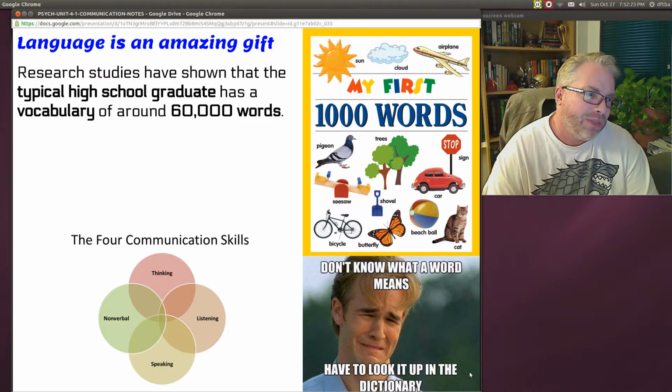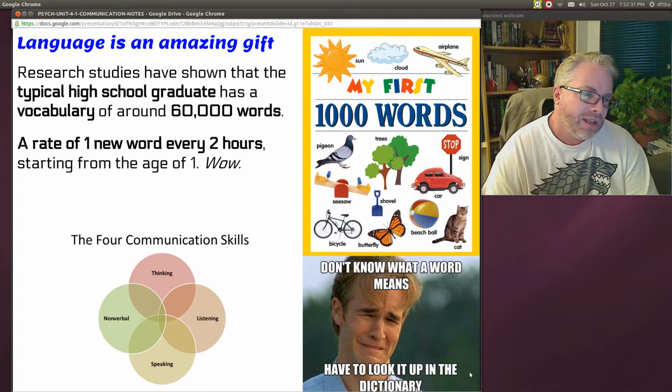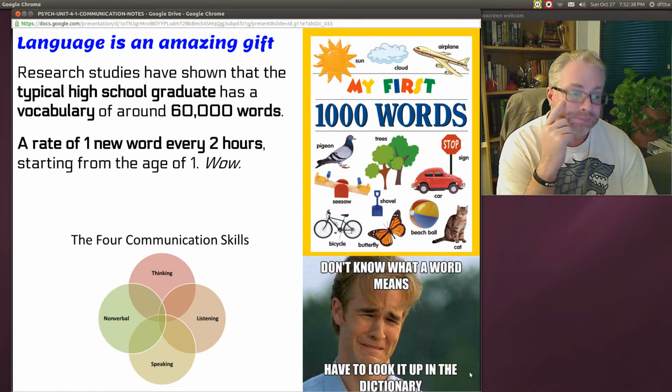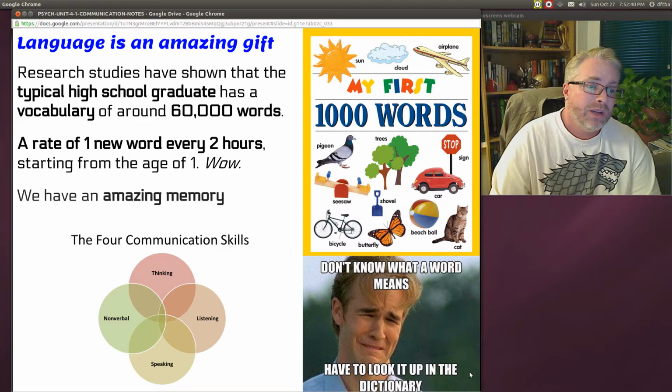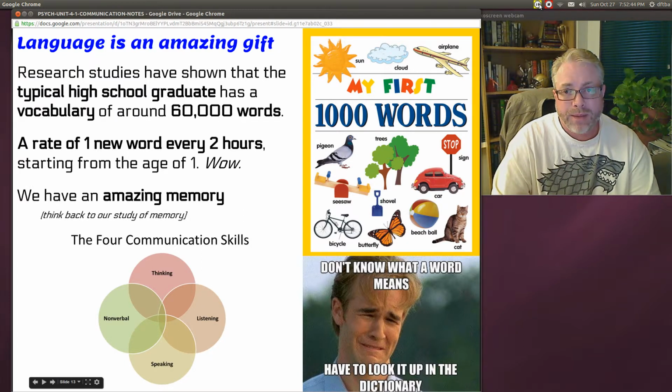Research studies have shown that a typical high school graduate has a vocabulary of about 60,000 words. That's pretty amazing. So how many words is that? That's about one new word every 2 hours starting from the age of 1. That's pretty intense. We have an amazing memory, and think back to our study of memory. I'll be back in just a second. We'll talk about it some more.